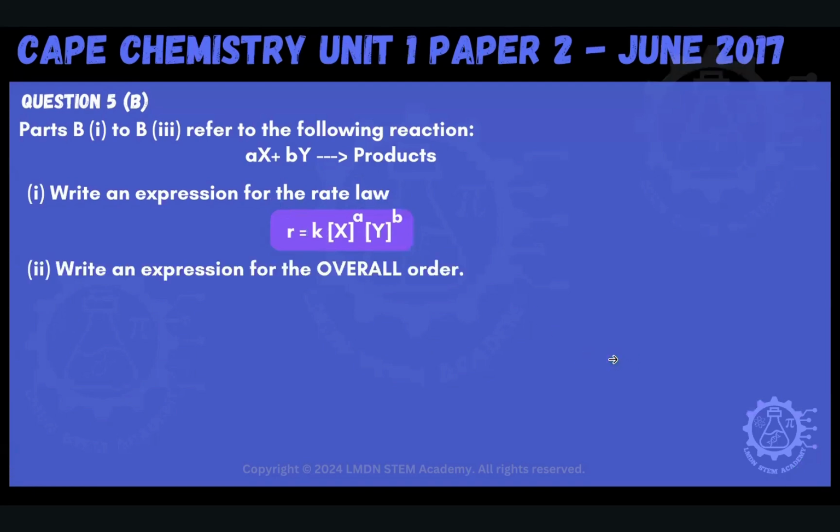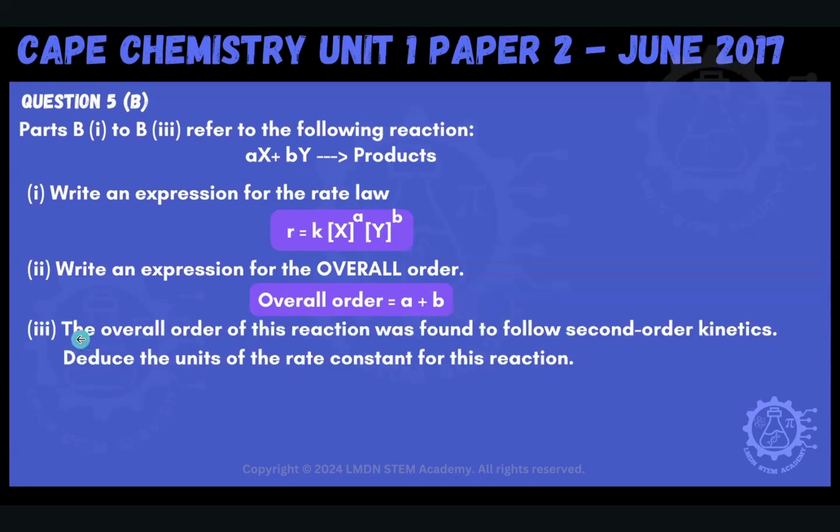Okay, so moving right along, we need to now write an expression for the overall order. Here we have the order with respect to X being a, and the order with respect to Y being b. So the overall order is just the sum of the individual orders. So the overall order will be a plus b. So that's an expression that we can use whenever we're asked to calculate overall order.